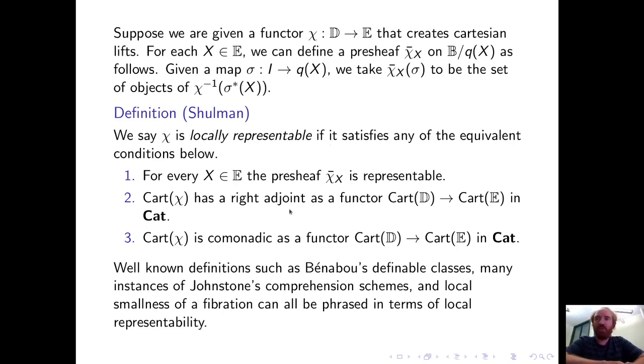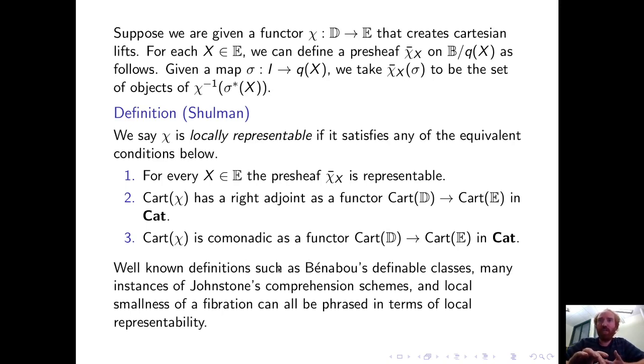It turns out that this is equivalent to a simpler condition that just says that the restriction to Cartesian maps has a right adjoint as a functor between two categories. And as it turns out, if this functor has a right adjoint, it is always comonadic. So in fact we have three equivalent conditions here that all say chi is locally representable.